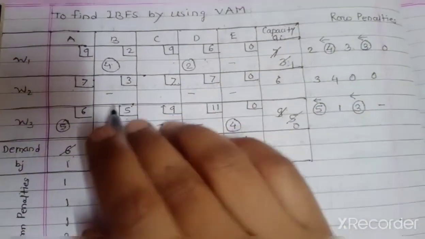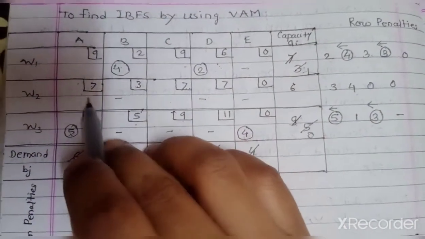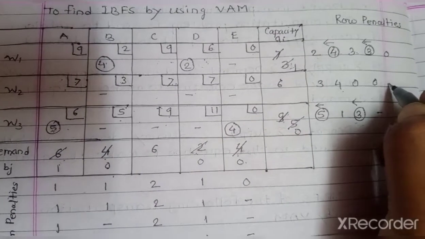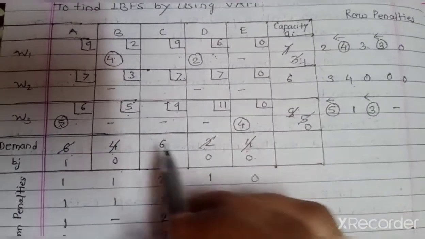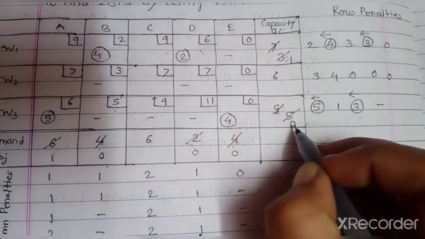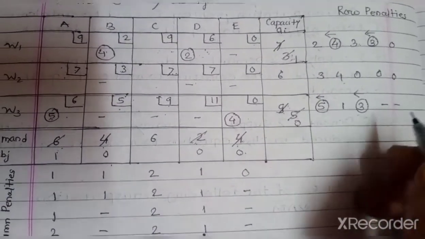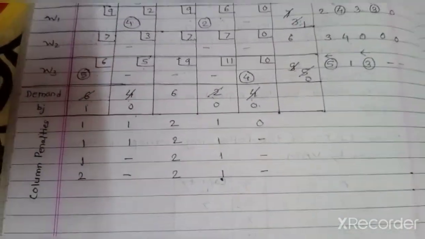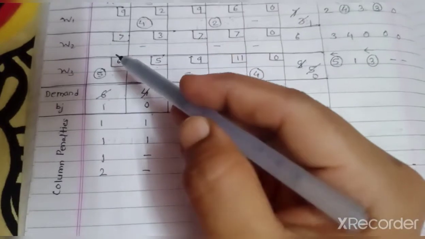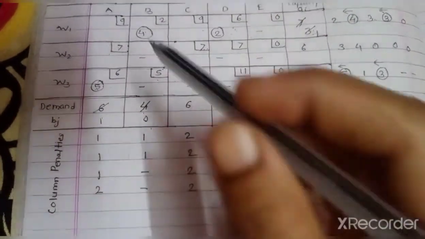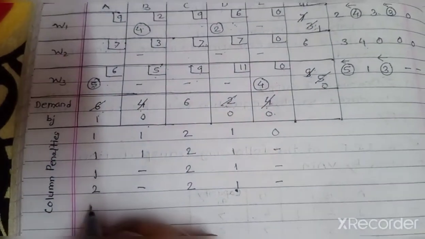In the next row, the least cost is a 7 and the next least cost is a 7, so the difference between them is 0. This entry is already 0, so we mention a dash. Again we find the column penalty: the difference between the least cost 7 and the next least cost 9 is 2.